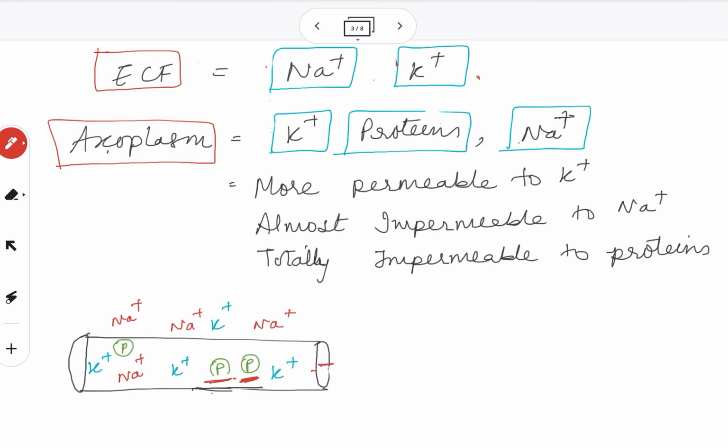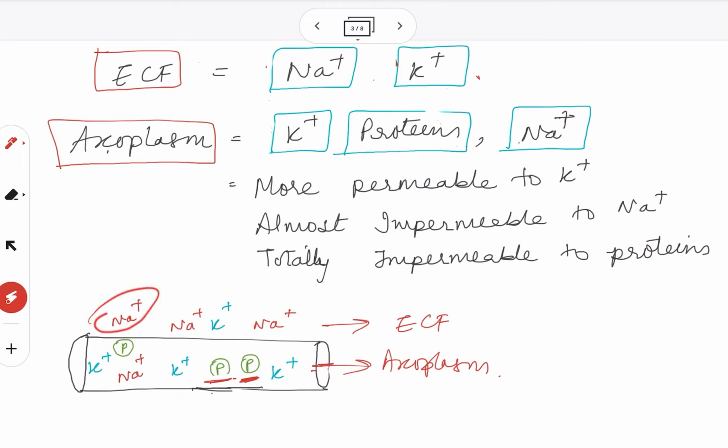Now the fluid inside the axon is called exoplasm. Outside it is called extracellular fluid. Now in the ECF you can see there are both sodium and potassium ions, but the concentration of sodium ions is more than the potassium ions. In the exoplasm you can see there are sodium ions, potassium ions, and P means proteins, but the concentration of potassium ions is more than the sodium ions, and the proteins present are negatively charged, right?